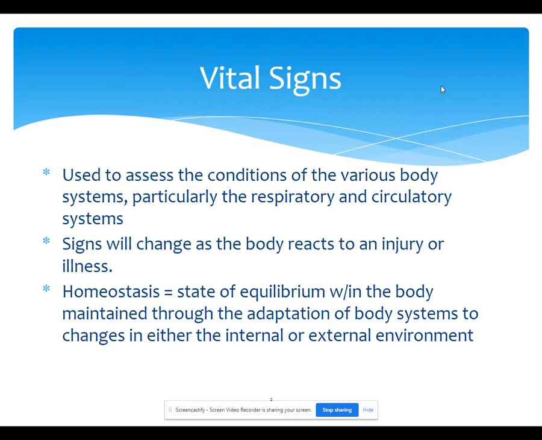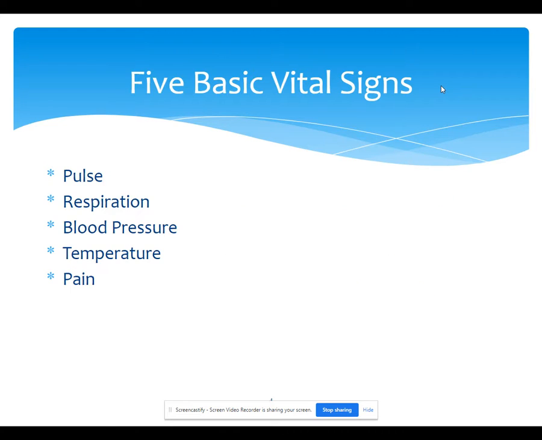The brain monitors this, and it sends out signals to change the body systems to adapt to internal or external environment changes. When vital signs change, it shows us that the body is reacting to injury or illness. So there are 5 basic vital signs: pulse, respiration, blood pressure, temperature, and pain.